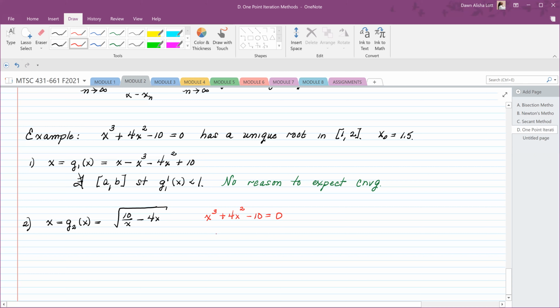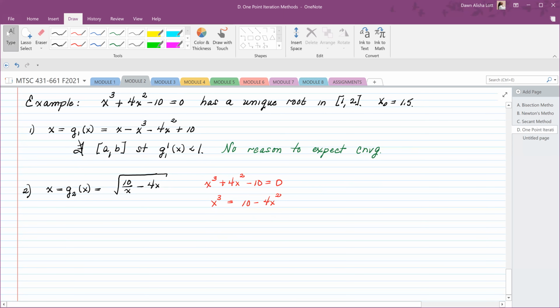So I said x cubed is 10 minus 4x squared. And then I divide it by x squared. Something's wrong here. Oh, I divide it by x. And then I took the square root. Okay, so that's G2 of that.